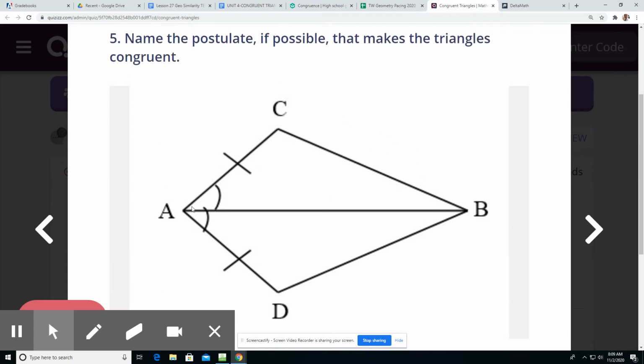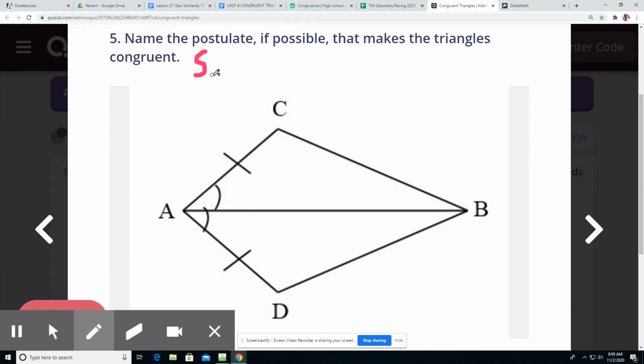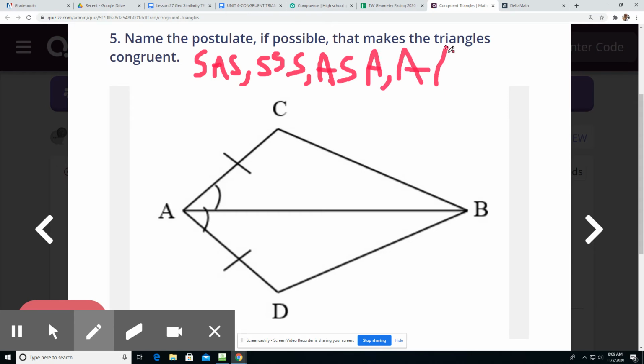Name the postulate, if possible, that makes the triangles congruent. So same game. You should always write them out just so you can see them. Side, angle, side. Do you remember all? Side, side, side. Angle, side, angle. Angle, angle, side. And hypotenuse leg. All right, those are the 5 that we need to memorize.